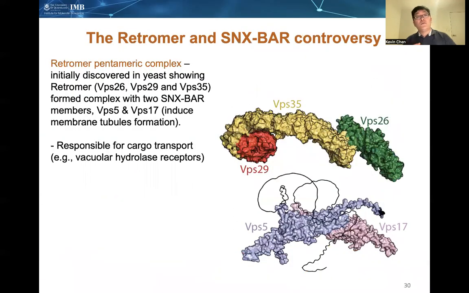So we know in lower eukaryotes, or in yeast, retromer, when it was initially discovered, is actually a pentameric complex. So it's not a trimer, as I explained early on, it's actually a pentamer. The reason is, apart from the retromer core subunits, which as I said are BB26, BB29, BB35, there are actually two more subunits, called the SNX-BAR proteins, which we call VPS5 and VPS17. They contain the banana-shaped BAR domain, as you see in the purple and pink alpha-fold structure. Together they are responsible for trafficking of cargo, such as the vacuolar hydrolase receptor.